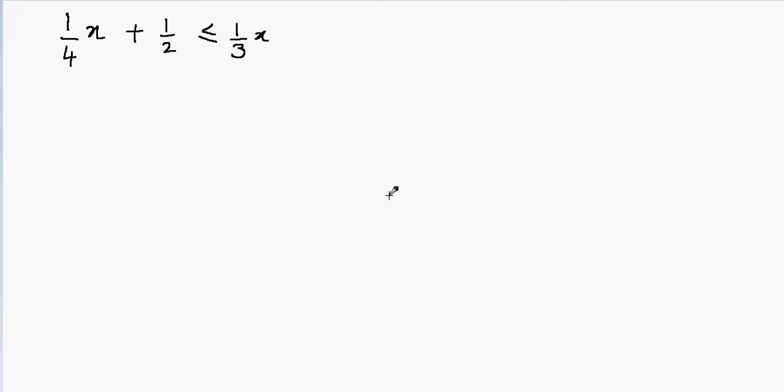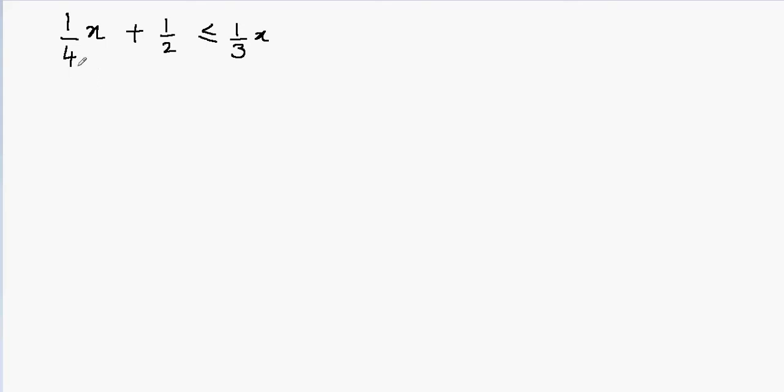Hi, in this video I'll show you how to solve a linear inequality and how to graph it. You can see that my equation has three fractions in it, and it's always difficult to deal with fractions. So the first thing I'm going to do is get rid of the fractions, and I'll show you how to solve the same equation in two different ways.